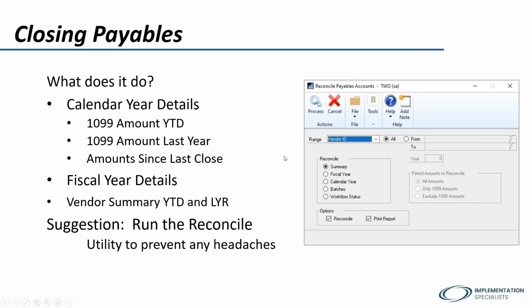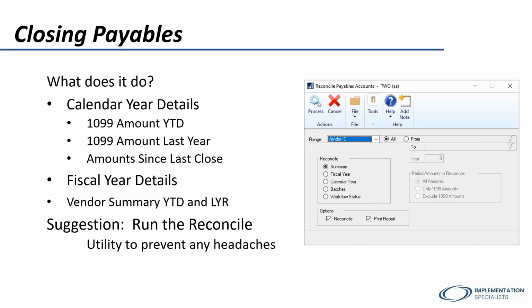We do, again, suggest running the reconcile process as often as you would like, but you'll notice that there is a summary reconcile here. Of course, there's a fiscal year and calendar year, but that summary reconcile will make sure that everything in detail on your agent reports matches the vendor summary record. And again, it can help you when you're reconciling your general ledger to your accounts receivable or your accounts payable.